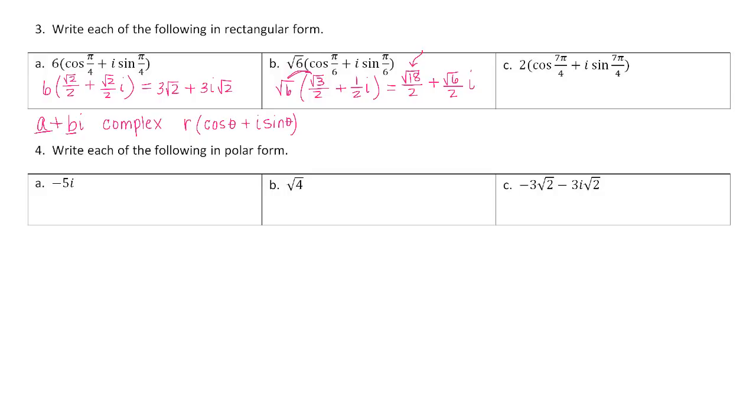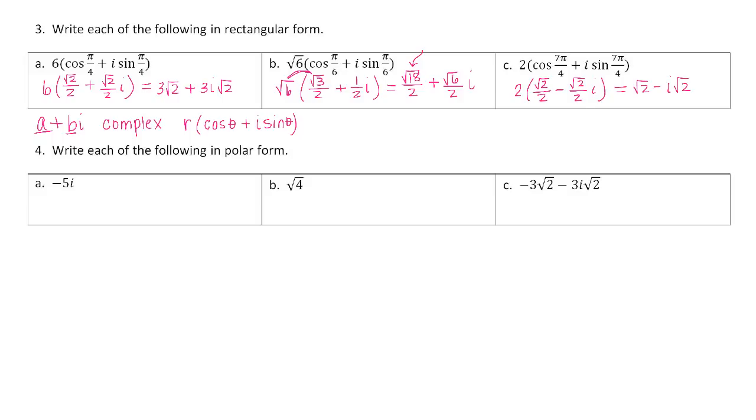All right, and so for our next problem, we have 2 times cosine of 7 pi over 4. That's going to be a positive root 2 over 2. And then sine of 7 pi over 4 is going to be negative root 2 over 2i. And again, with your distributive property, we're going to end up with root 2 minus i square root of 2. All right, and again, that was changing back over to our complex number.